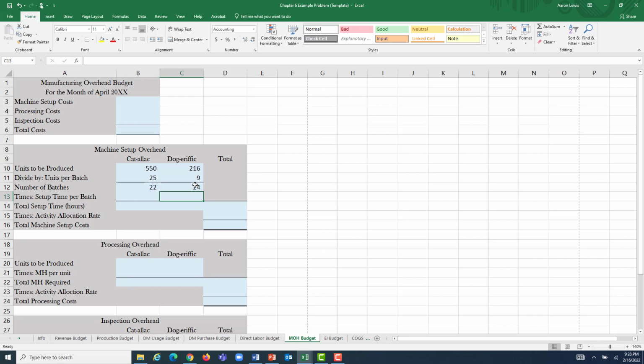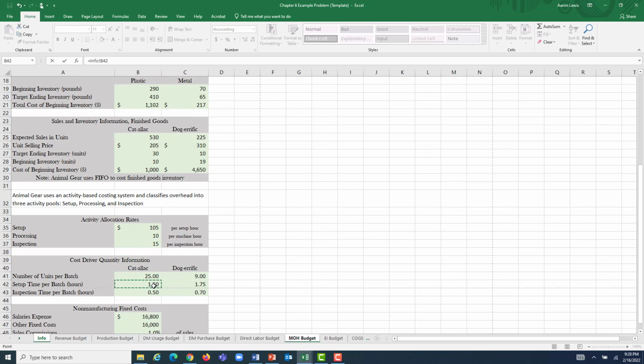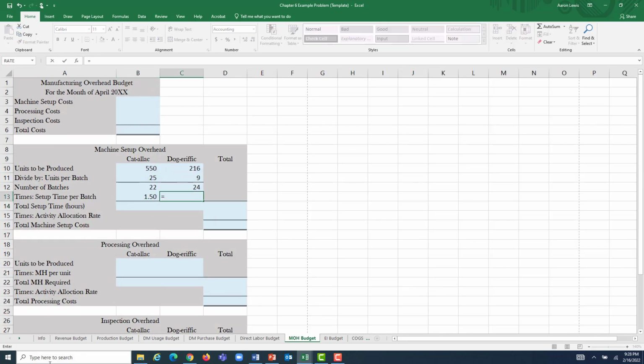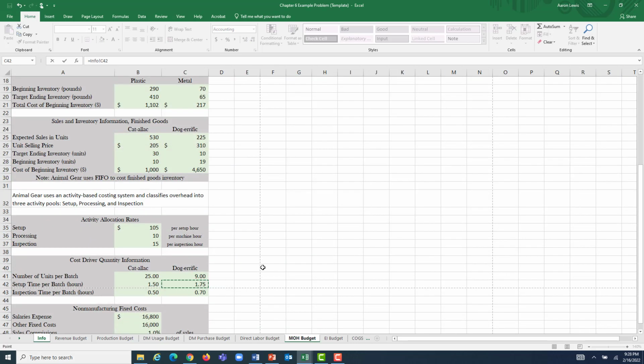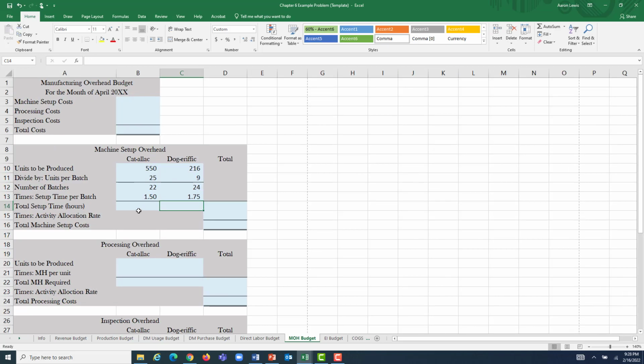Well, let's convert that to hours. We know how long it takes to set up for any one given batch, and now we know how many batches of each product we're going to have to make. So let's go and grab our setup time. And our info tells us it takes an hour and a half to set up for a Cadillac. It takes 1.75 hours to set up for a batch of Doggerifics. Well, if we're making 22 batches of Cadillacs, and each one requires an hour and a half of setup time, that means in total, those 22 batches are going to require a total of 33 hours of setup time.